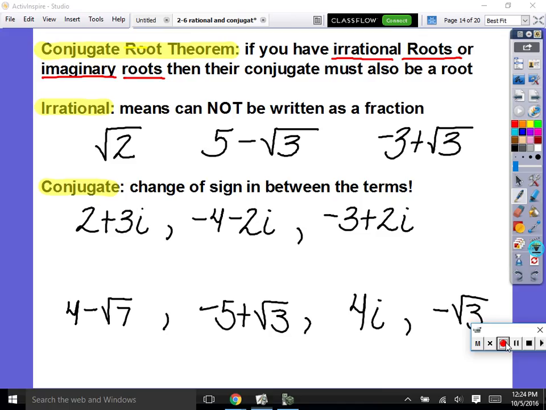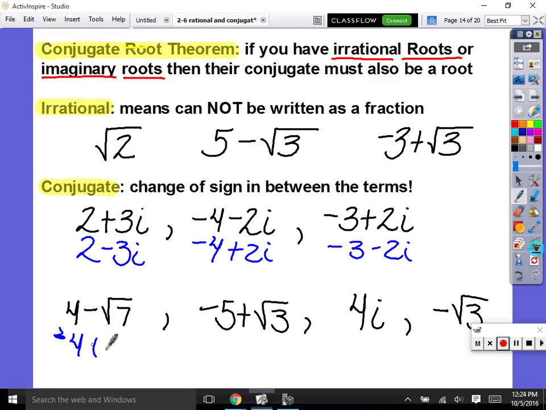So everybody, let's write out the conjugate of each of these. Just look. Conjugate is only a change of sign in between the terms. So this conjugate would be 2 minus 3i. Do you all understand? The conjugate of this is still negative 4. It's just plus 2i. The conjugate of this is negative 3 minus 2i. Does everybody understand? Yes. Positive 4 plus the square root of 7. Negative 5 minus the square root of 3. We all see how this works. So what's the conjugate of 4i?